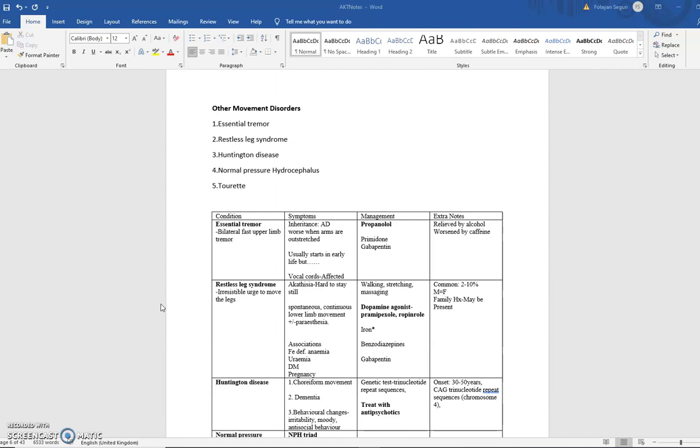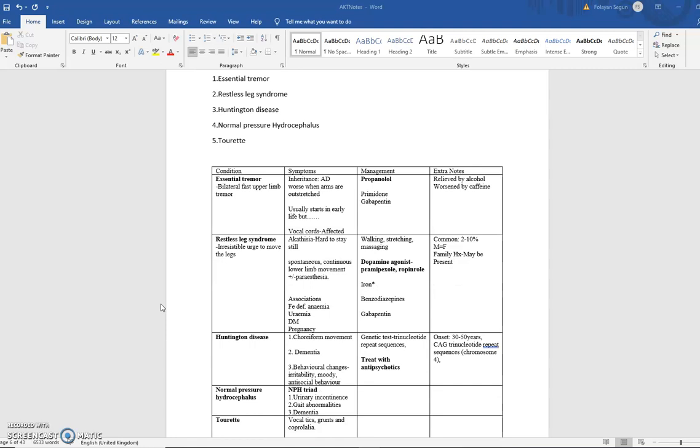Today, I'm going to be talking about the topic I term other movement disorders. The reason is that in my last lecture, I delivered a session on Parkinson's disease, which is a big, important movement disorder. So today I'm going to be talking about the other movement disorders, which include essential tremor, restless leg syndrome, Huntington disease, normal pressure hydrocephalus, and Tourette disease. So let's get started.